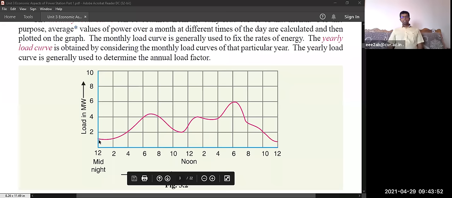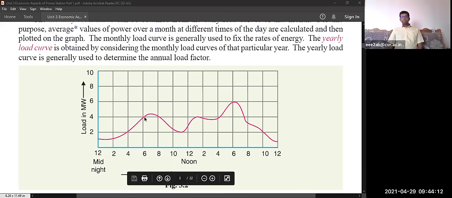So first day, day one, like May month, day one. What might be the maximum load? 6 megawatt. So day two, 8 megawatt. Day three, 10 megawatt. Day four, 5 megawatt. Like that, they may plot up to 30 days.